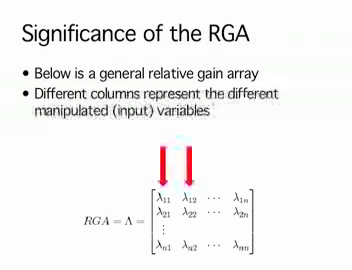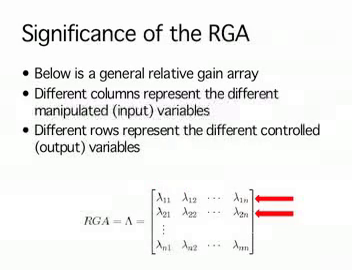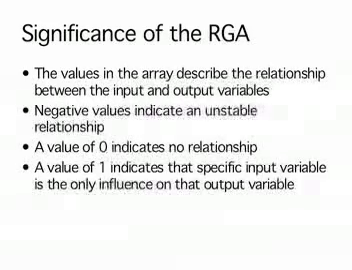Different columns represent the different manipulated input variables. Rows represent the different manipulated output variables. The values determined for an array can be used to explain the relationship between input and output variables. A negative value indicates an unstable relationship between the specific input and output.